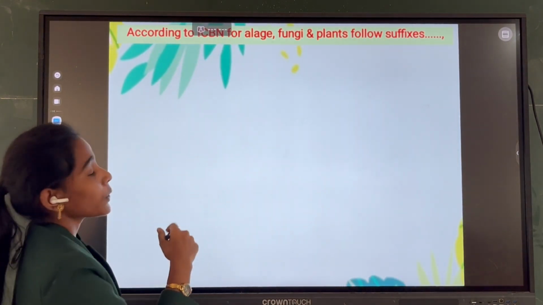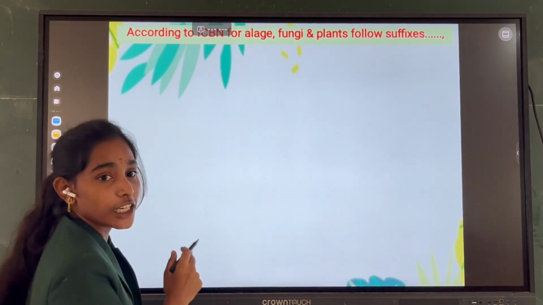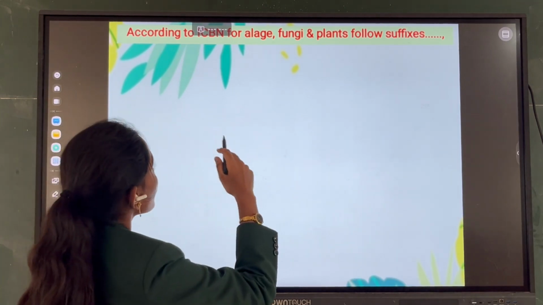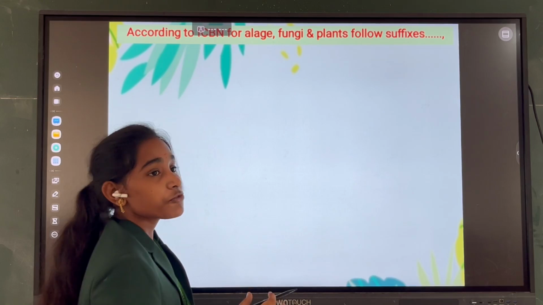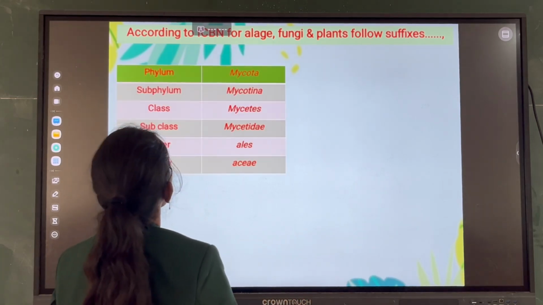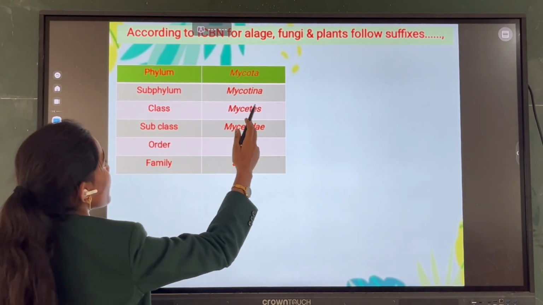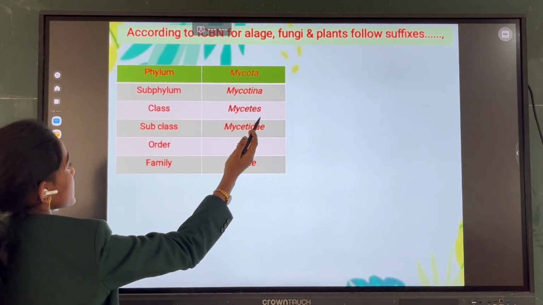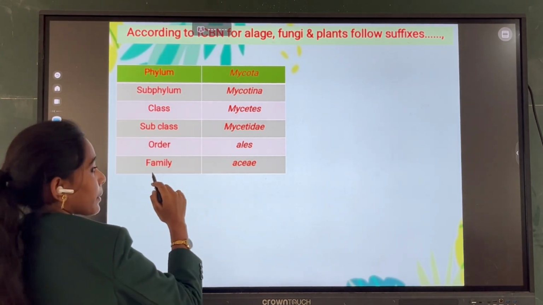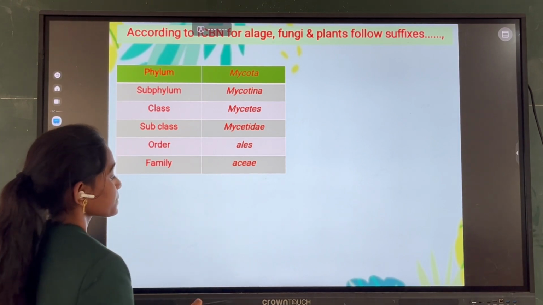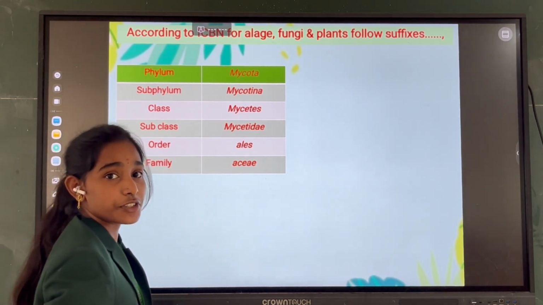According to the ICBN, which stands for International Code of Botanical Nomenclature, algae, fungi and plants have some suffixes, meaning some fixed endings. Phylum ends with Mycota, subphylum ends with Mycotina, class ends with Mycetes, subclass ends with Mycetidae, order ends with ales, and family ends with aceae. We can take any fungus. These are the fixed endings for any classification of fungi.